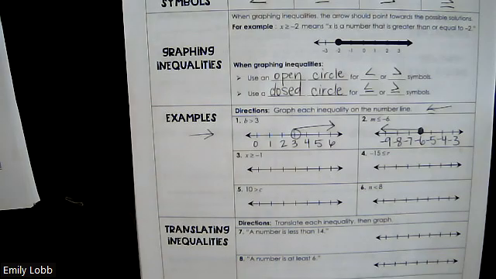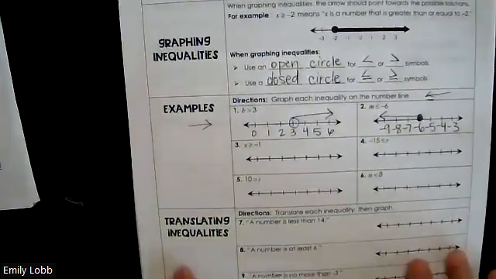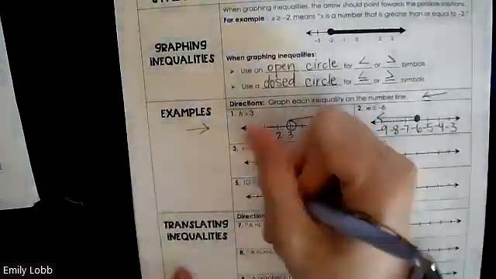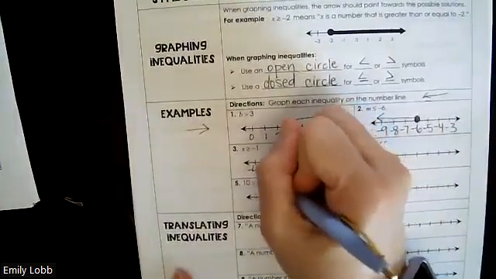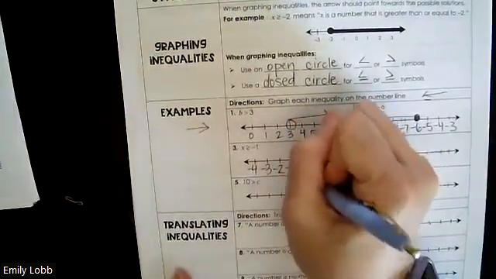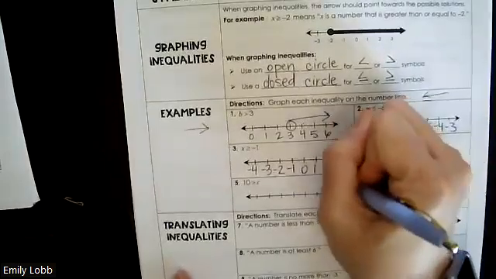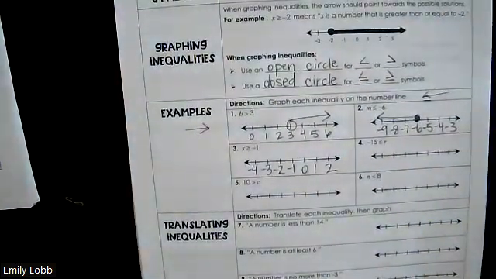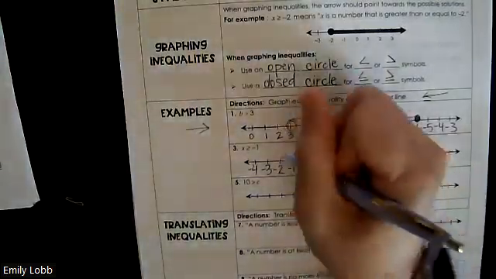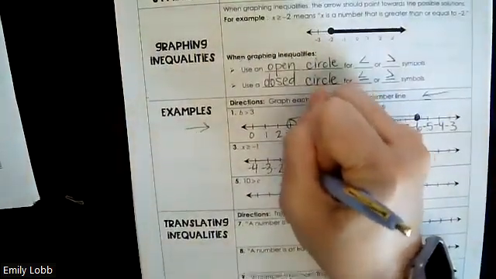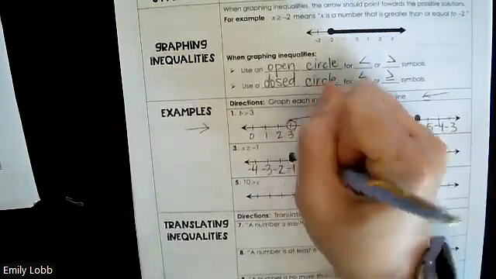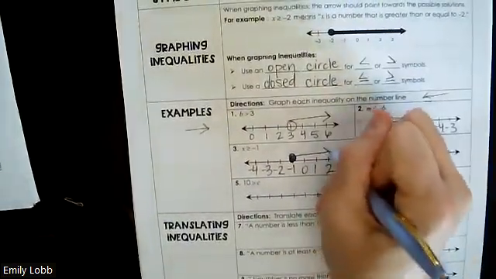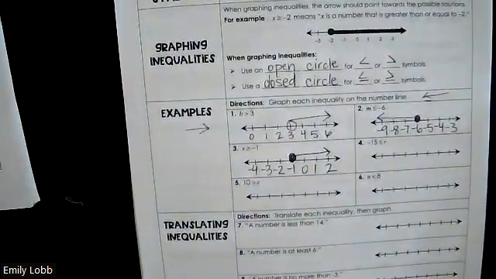All right, so x is greater than or equal to -1. So let's start at -4, -3, -2, -1, 0, 1, 2. Open or closed circle at -1? Closed, because it could be equal to -1, right? And again, everything to the right is greater than that.